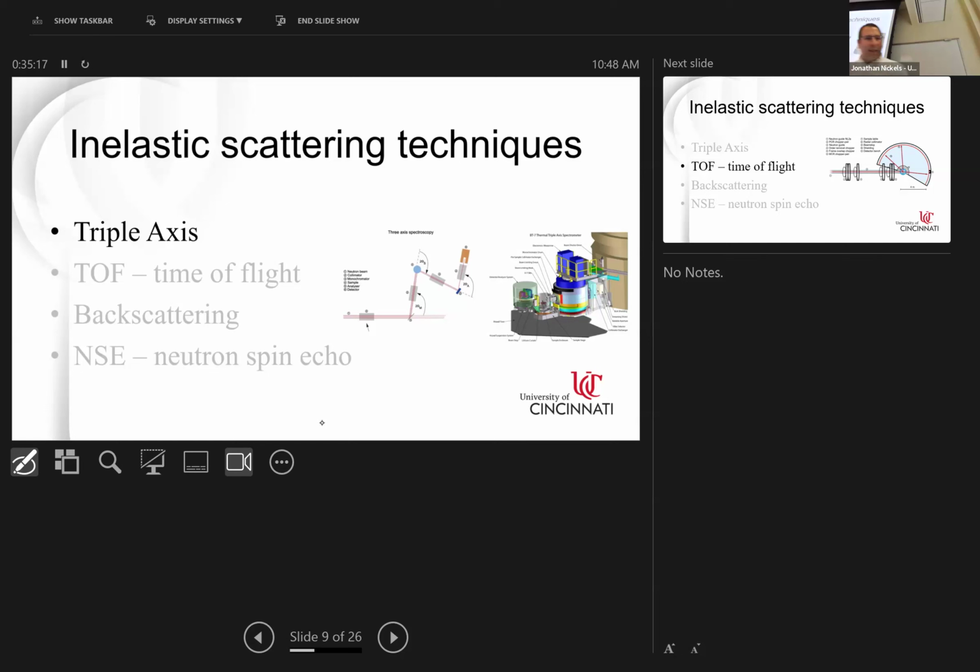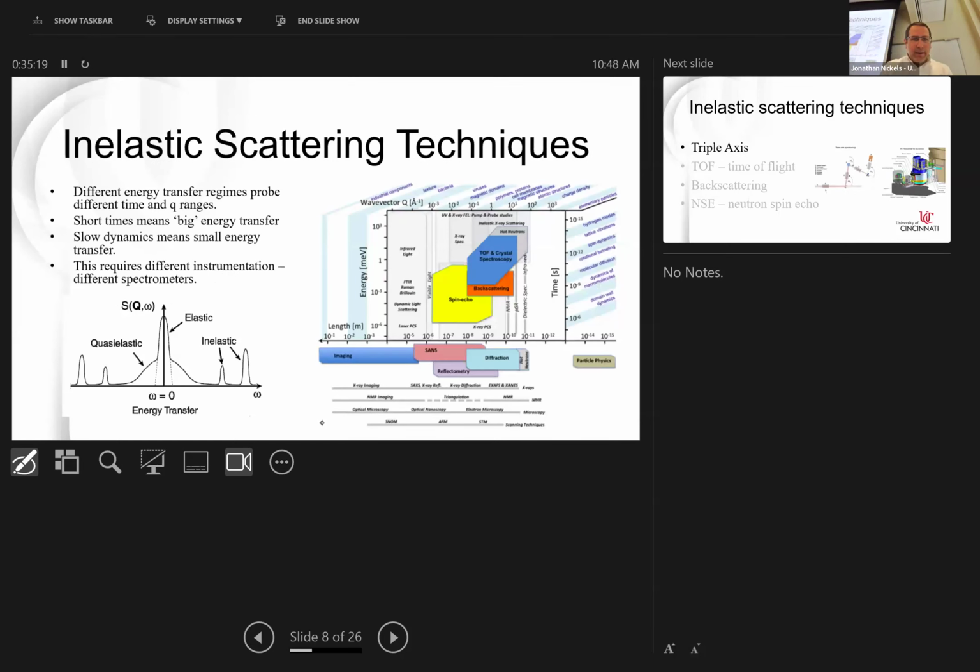Let's go back a slide. Basically you pick a single value of Q, like one of these slices that we're taking, and you measure a point at a time. Then you go back to the next Q and you measure a point at a time again. So this is a very laborious, very slow method where you're counting neutrons literally one at a time coming off this triple axis. All right.